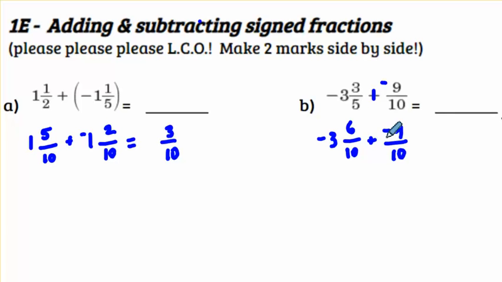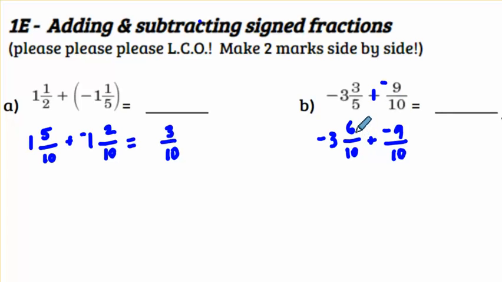All right, at this point, you have a decision to make. You can either leave them as they are and add them, or you can change this one into an improper fraction. Because I saw more problems when you left them as they are, I'm going to do it that way so you can hopefully see where you went wrong.